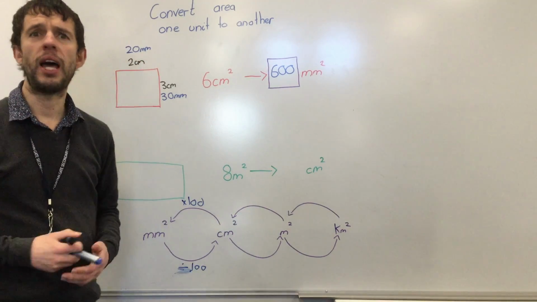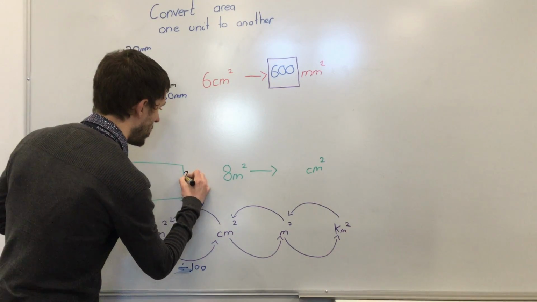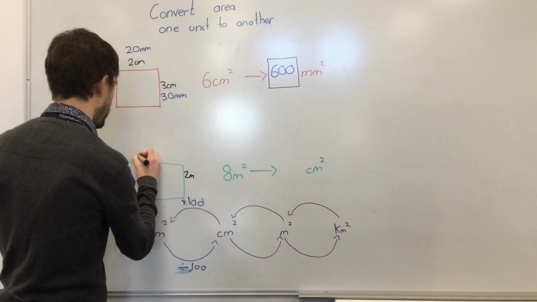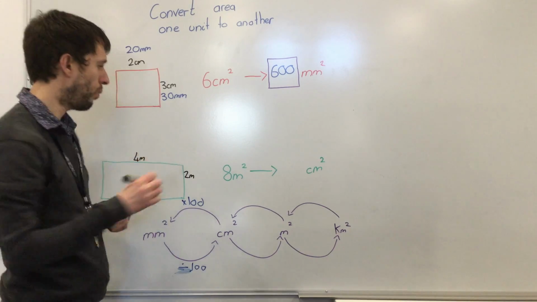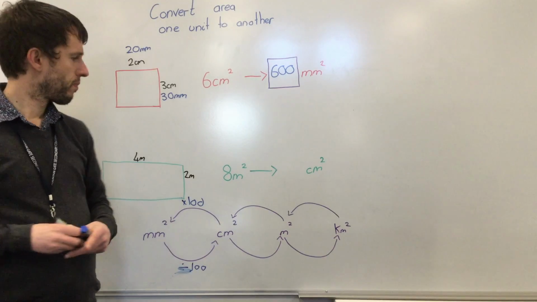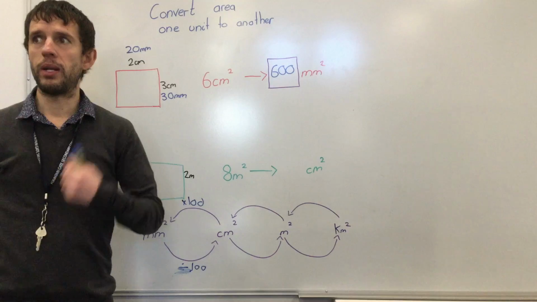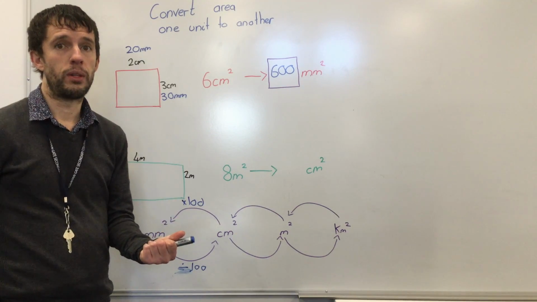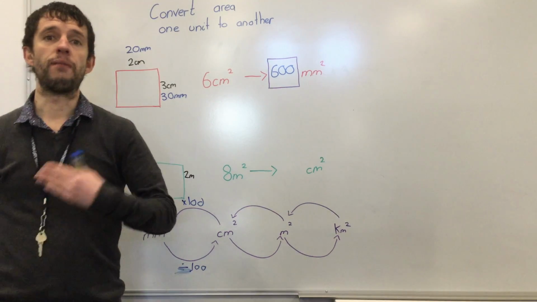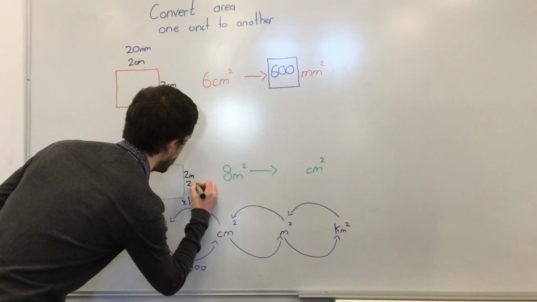Let's have a look at meters squared to centimeters squared. So far I've got 8 meters squared here. So I'm just going to break that down into 2 meters by 4 meters. 2 times 4 is 8 meters squared. Well, I would like to think about, okay, how many centimeters are there per meter? Well, normally we have 100 centimeters per meter, so that means I've got 200 centimeters here.